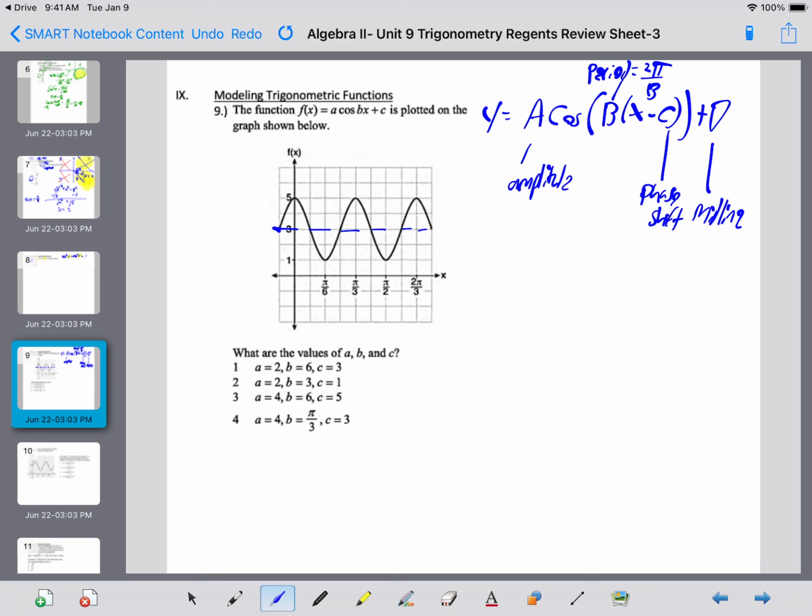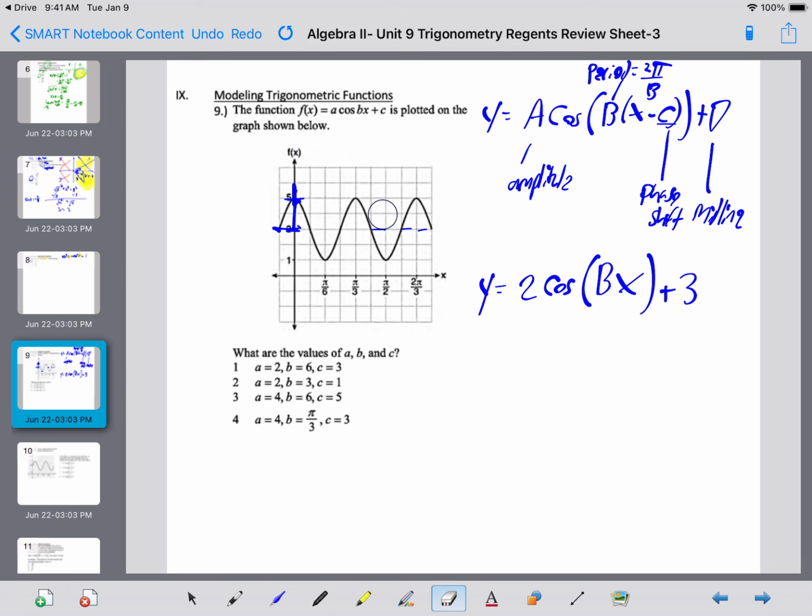Okay, so your midline, D, is at 3, so it's plus 3. Your amplitude is the distance from your midline to your peak or your midline to your minimum. That distance is 2. And then there was no phase shift. It's starting at 0. So your C is just 0. So we have B, x. We want to solve for B now.